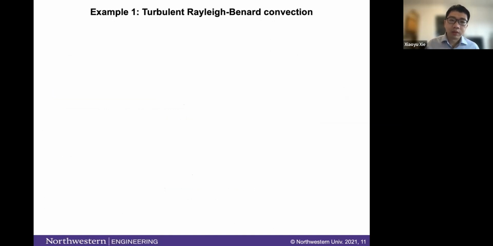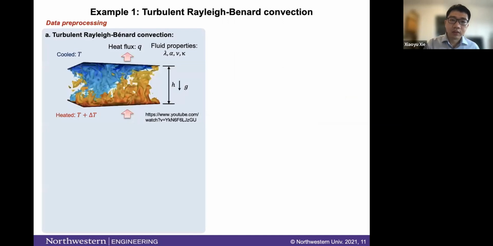So here I want to show some examples. The first example is turbulent Rayleigh-Benard convection. This is a very complex phenomenon in nature, and it is very widespread. Basically, there is a container, the bottom is heated and the top is cooled. So we have a temperature difference, and we can measure the heat flux from the bottom to the top. This phenomenon is related to the height of the container, some fluid properties, and also gravity.